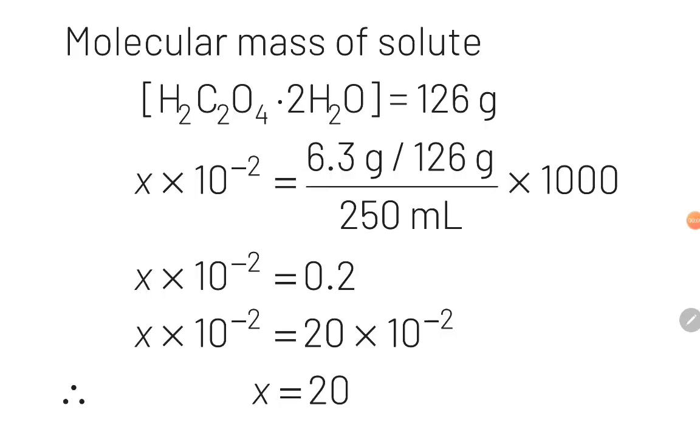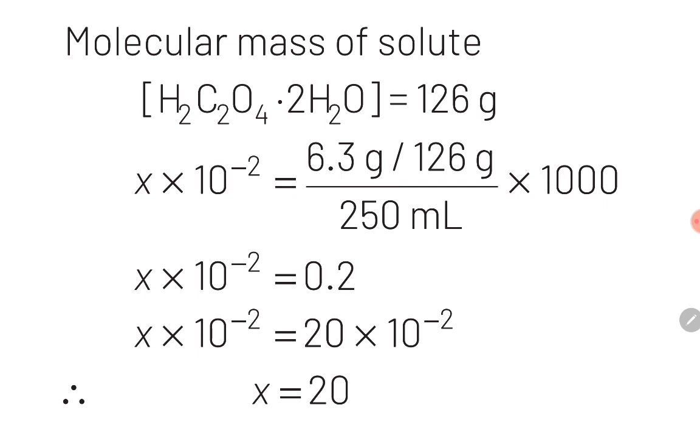Yes students, let's start this question by first calculating molar mass of solute. Guys, solute is given by the formula H2C2O4.2H2O. In this compound, molar mass of hydrogen will be 1 gram, molar mass of carbon will be 12 grams, and molar mass of oxygen will be 16 grams. Also guys, molar mass of water is 18 grams.